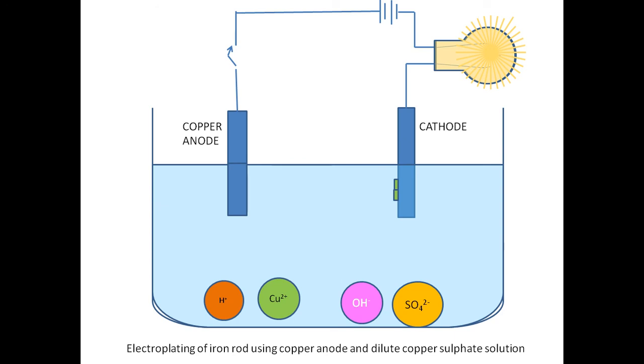So these were all 3 theories which are used for the selective discharge of ions when there are 2 or more than 2 cations and anions present in the electrolyte. That's all in this video.